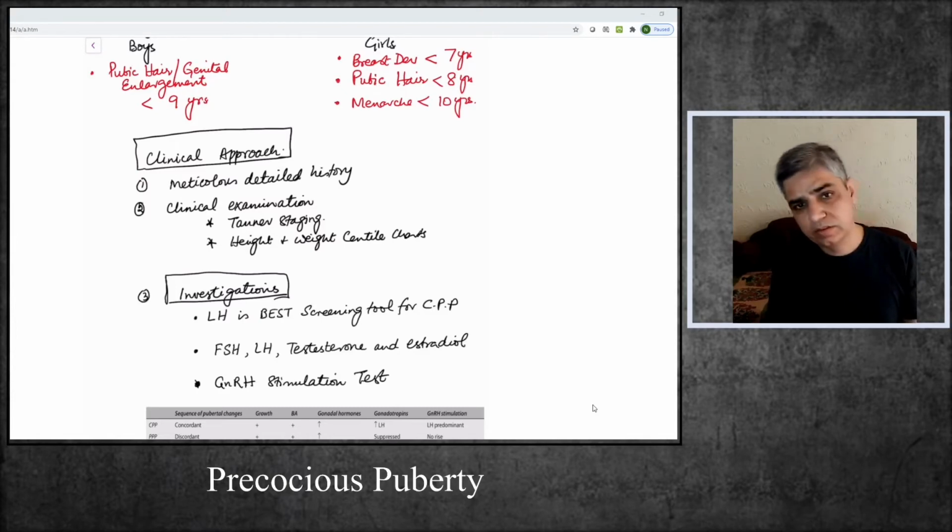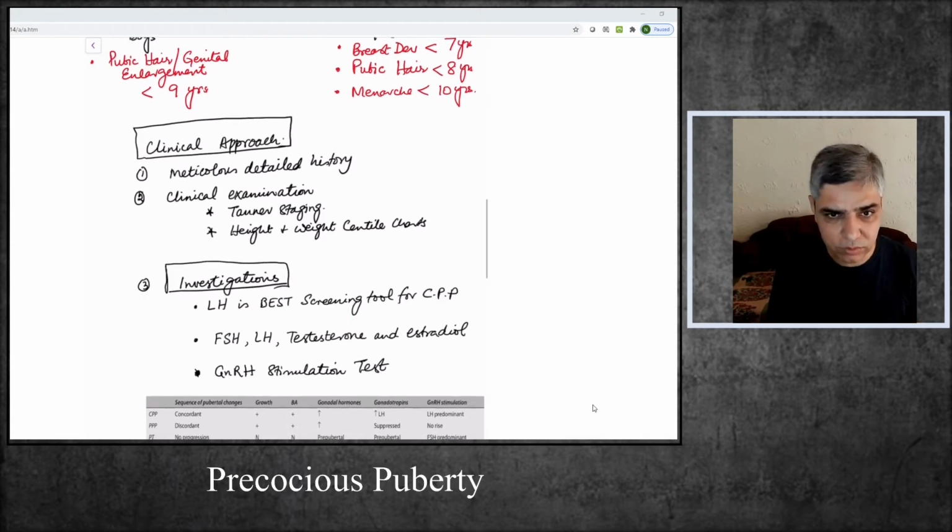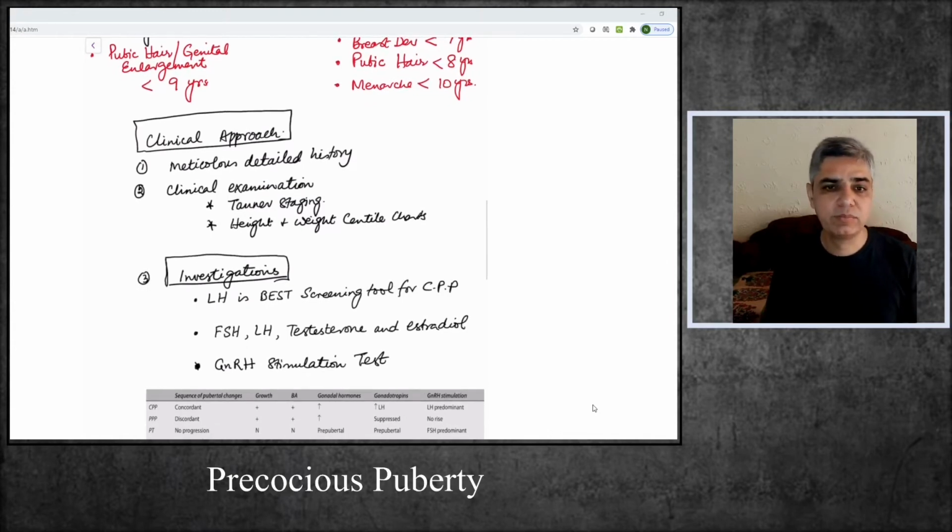Then there is a clinical examination. In clinical examination, it's very important, once you think that they are fulfilling the definition for precocious puberty, that the next step is to stage them on Tanner. So it's very important that you know the Tanner staging from 1 to 5. 1 is prepubertal, 2 and 3 is in puberty, and 4 and 5 is just completing puberty.